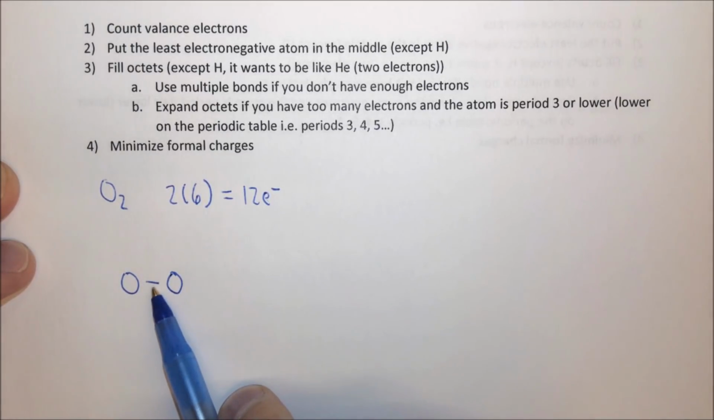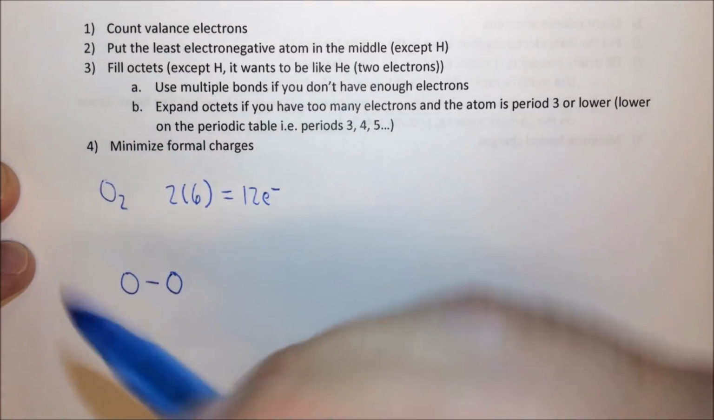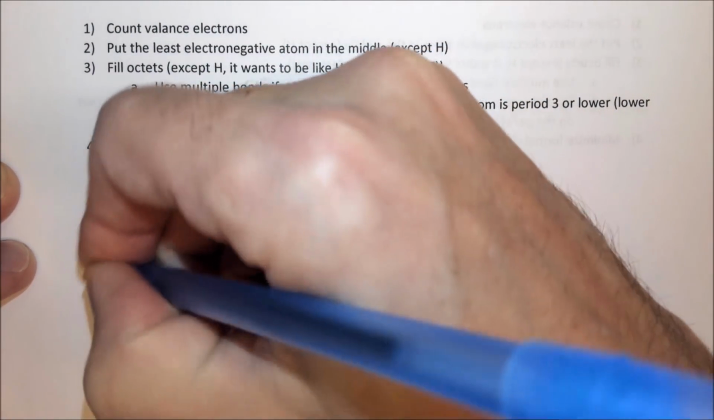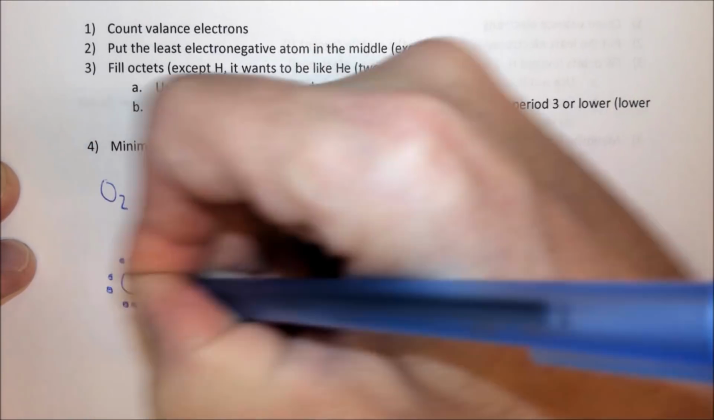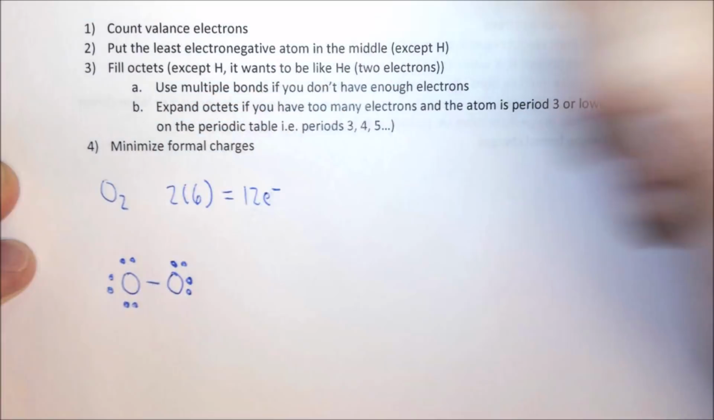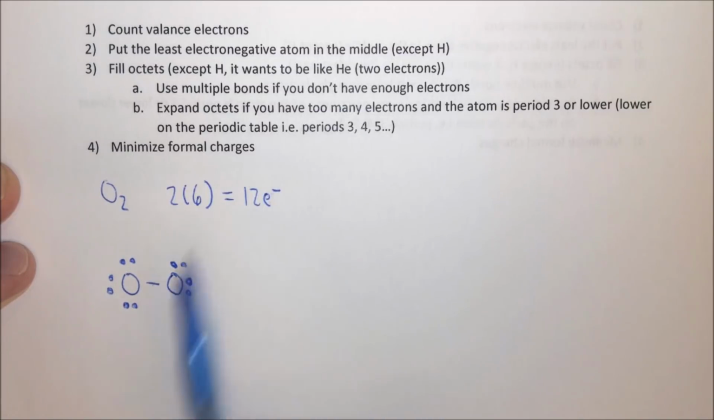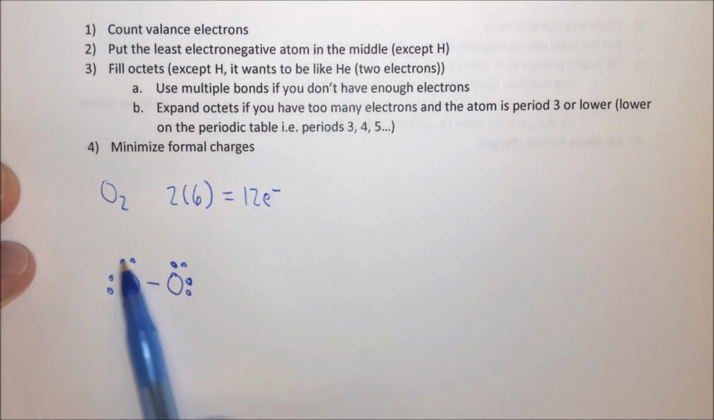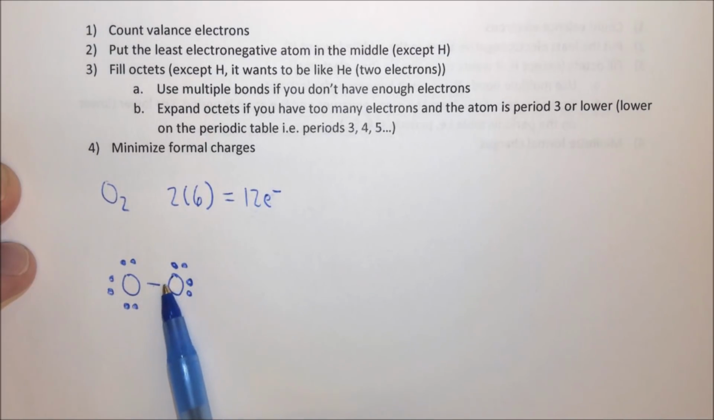We have now used 2 electrons, which means we have 10 left. I want to fill octets. So 2, 4, 6, 8, 10, 12. Uh-oh. I can't fill the octet because I've run out of electrons. I've placed 12 electrons, and this oxygen has an octet, it's happy, but this oxygen does not have an octet.